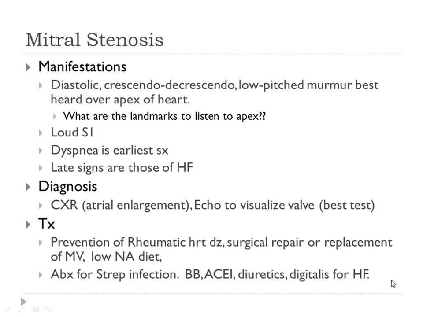All right. So just underline star, right? Have a loud S1, and the dyspnea comes from what? The backing up of the volume into the vascular space, maybe you have a little pulmonary edema. Why atrial enlargement? Backing up into the atrium, right? Stretching out.